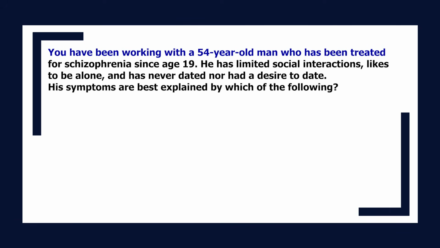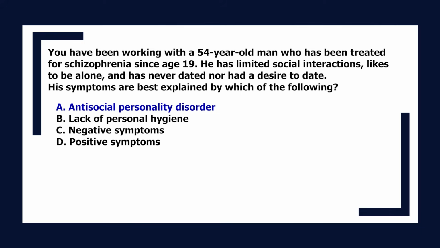You have been working with a 54-year-old man who has been treated for schizophrenia since age 19. He has limited social interactions, likes to be alone, and has never dated nor had a desire to date. His symptoms are best explained by which of the following? A. Antisocial personality disorder. B. Lack of personal hygiene. C. Negative symptoms. D. Positive symptoms.